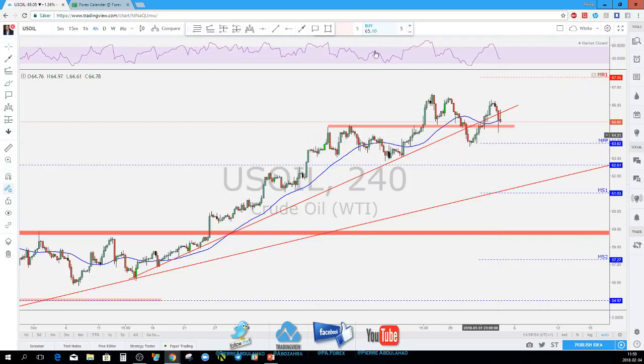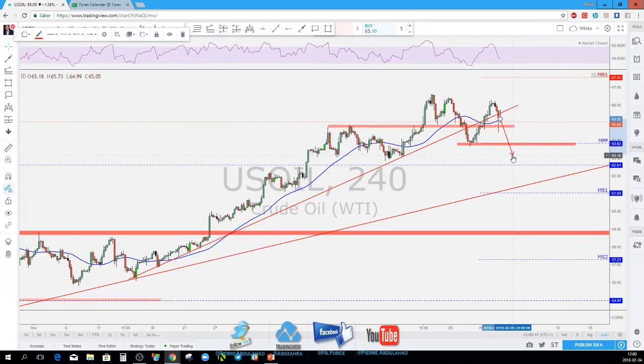But before we start shorting things, I think the monthly pivot point down here is an important level that you should be looking at, because this area here gonna be a very significant level for oil, and it should hold for continuation to the upside.